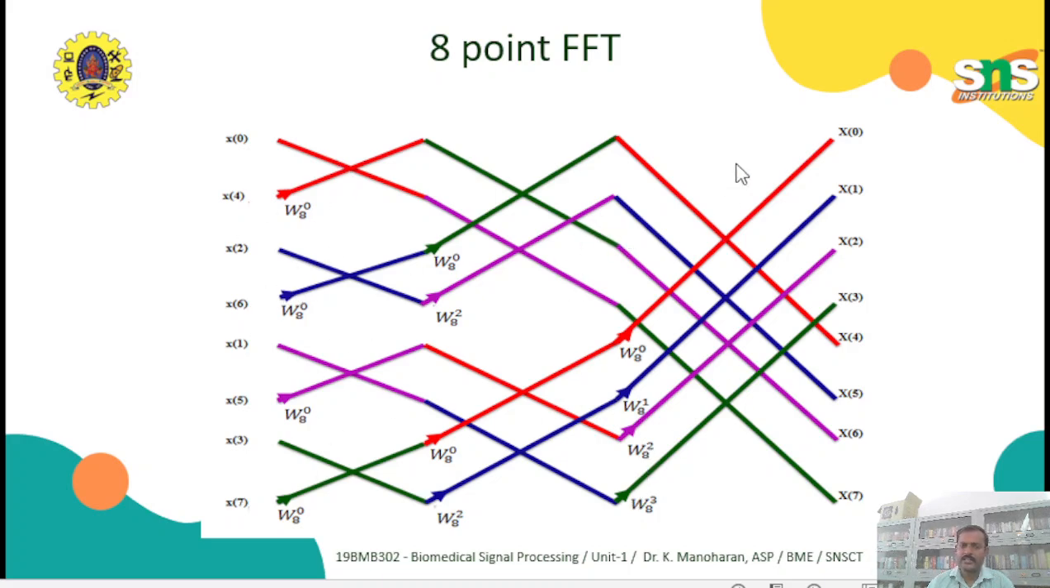So it consists of 3 stages. Each stage consists of N by 2 butterflies. That is 8 by 2, which is 4. So each stage consists of 4 butterflies.